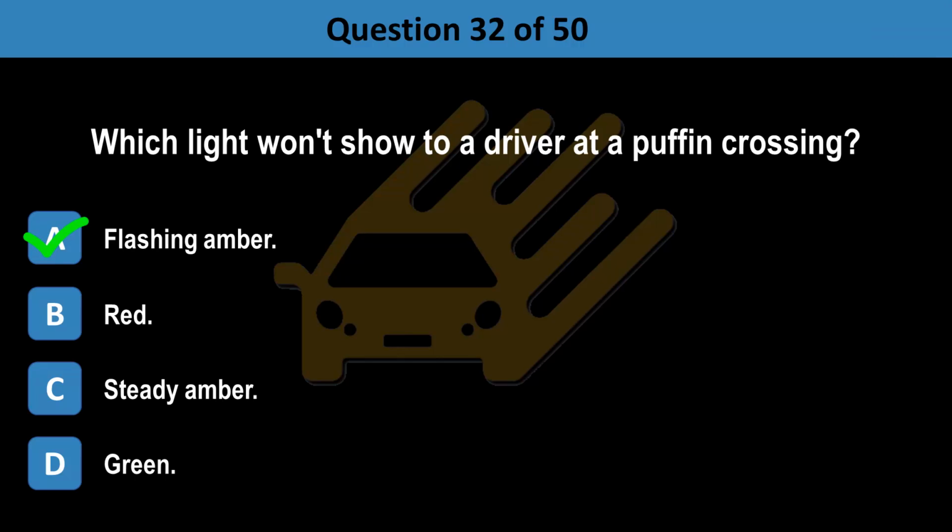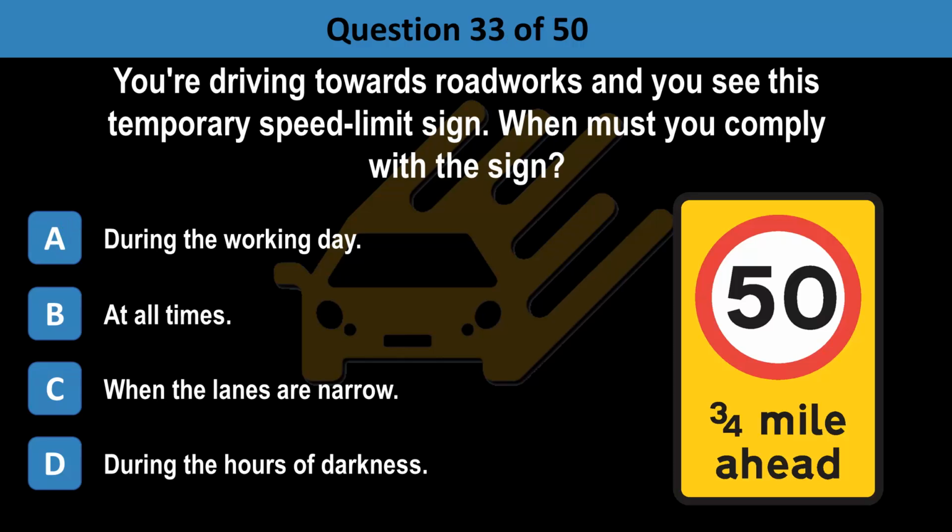The correct answer is A. Flashing amber. You're driving towards roadworks and you see this temporary speed limit sign. When must you comply with the sign? A. During the working day. B. At all times. C. When the lanes are narrow. D. During the hours of darkness.